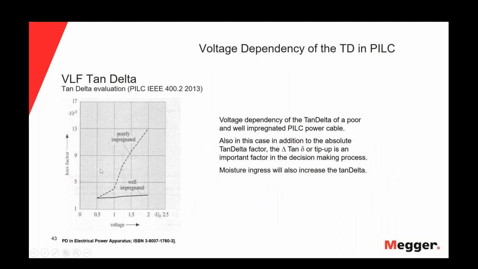It's the same for the paper insulated cables. In this graph, for a very poorly impregnated cable, as we increase the voltage, the loss factor increases, and for a well impregnated cable, the line is almost flat. So the voltage dependency exists for both types of insulation, polymeric insulation and paper insulated cables.